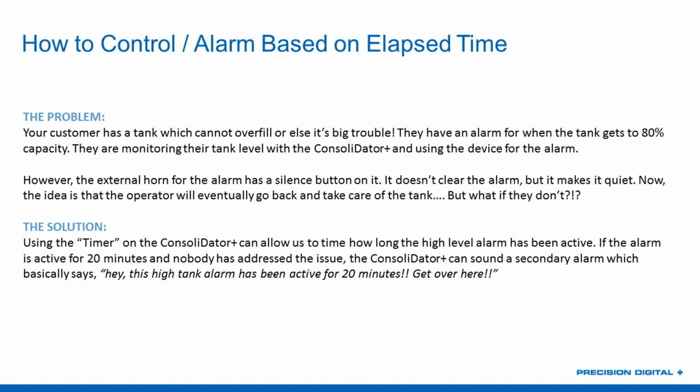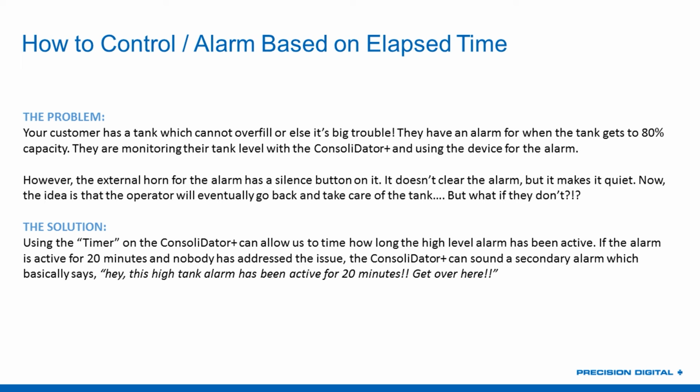And so just to set the scene here, I wrote up a little something. You don't have to read it all. I'll read it to you. So here it is basically. If your customer has a tank which cannot overfill or else it's big trouble. They have an alarm for when the tank rises to 80% capacity, and they are using the Consolidator Plus to monitor their tank level, and they also use the Consolidator Plus for their alarm.